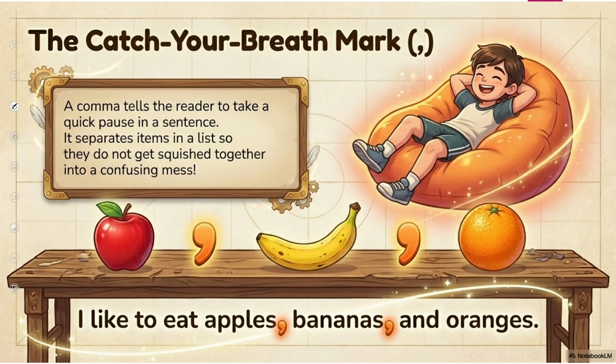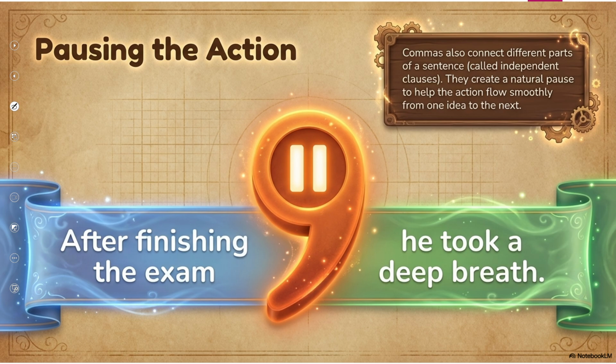Then we have comma, which is the third punctuation mark. A comma tells the reader to take a quick pause in a sentence. It separates items in a list so they do not get squeezed together into a confusing mess. For example, you read this sentence like that: I like to eat apples, bananas, and oranges. Here, comma is used to separate these items. Comma is used for a small pause.